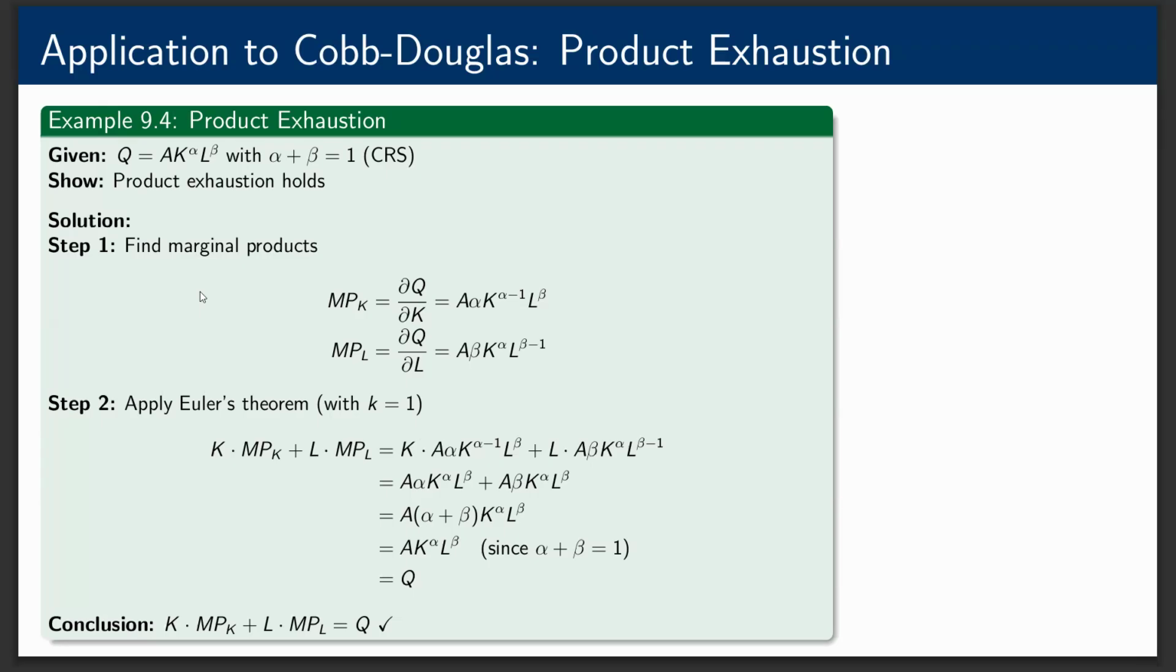So find the marginal product of capital, then find the marginal product of labor, then use this formula: K into marginal product of capital plus L into marginal product of labor. Then this answer will be equal to Q. Capital is paid according to marginal product. Labor is also paid according to its marginal product. Total payment equals output. That means after paying this, my output is exhausted. No more output is left. That's why we say it is the product exhaustion theorem.